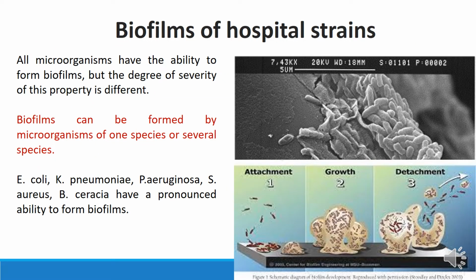Another important feature of hospital strains is the ability to form biofilms. All microorganisms have the ability to form biofilms, but the degree of severity of this property is different, of course. Biofilms can be formed by microorganisms of one species or several species. And these slides show which microorganisms have a pronounced ability to form biofilms.